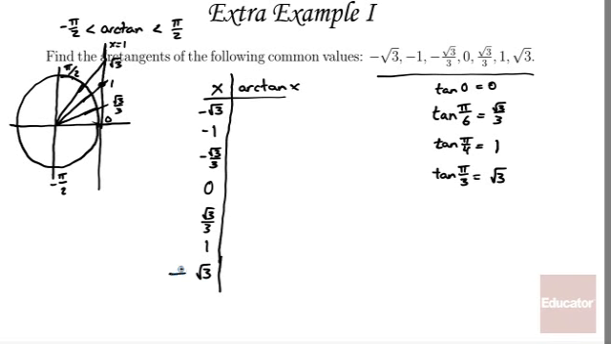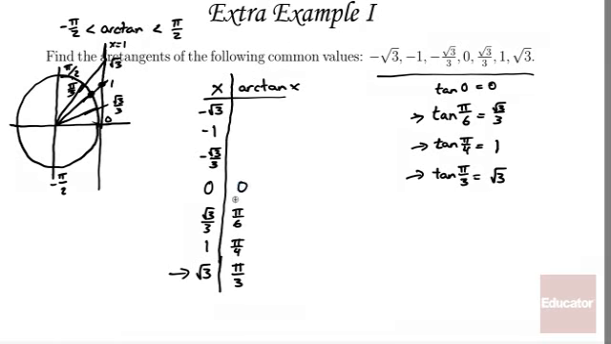Root 3 here. What angle has tangent root 3? Well, we just figured that out. That's pi over 3. Also, we get that from here. So pi over 3 is the angle that has tangent root 3. What angle has tangent 1? Well, there it is right there. It's pi over 4. What angle has tangent root 3 over 3? It's pi over 6. So I'm getting these from these common values over here. What angle has tangent 0?